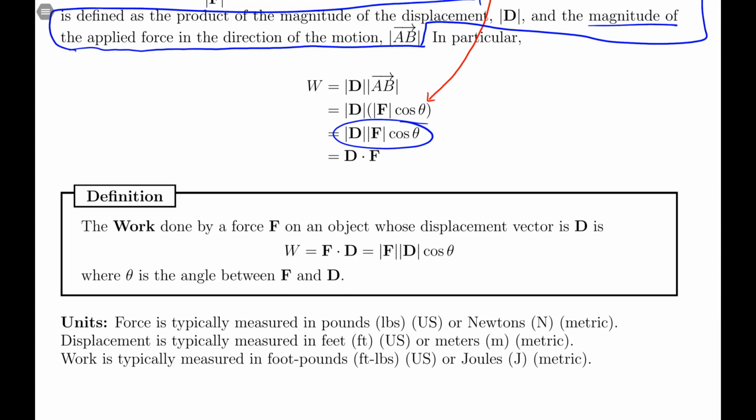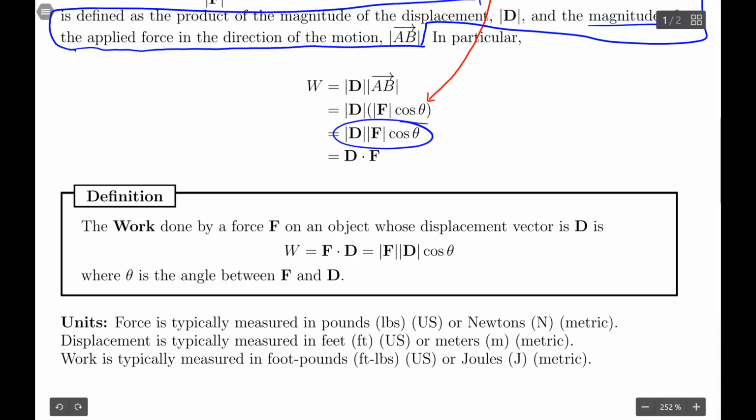Force is typically measured in pounds, which can be written with lbs. This is the United States units, or if you're in the metric system, then you're going to measure force with newtons, which is written with a capital N. Displacement is typically measured in feet in the US, or in meters in the metric system. And work is typically measured in foot-pounds in the United States. I know it sounds silly, but it is foot-pounds. Or in joules, which is a capital J, in the metric system. Now this is actually pretty important to point out which units we're utilizing because these units all work together.